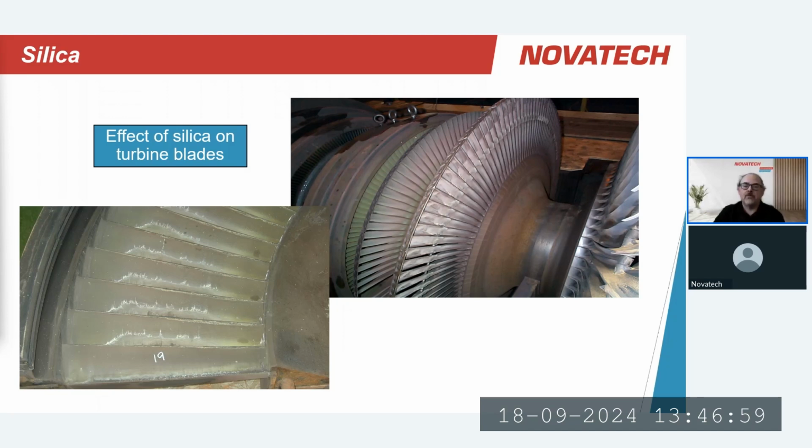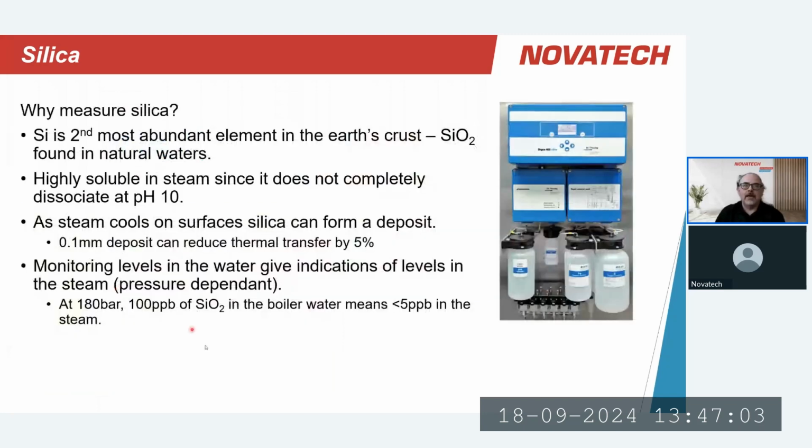So I'll go back one slide because I jumped ahead. Yes, so exactly what we talked about. A 0.1 millimeter deposit can reduce thermal transfer by 5%. So it does not take a lot of a layer of silica on the surfaces to start impacting thermal transfer efficiency as well.